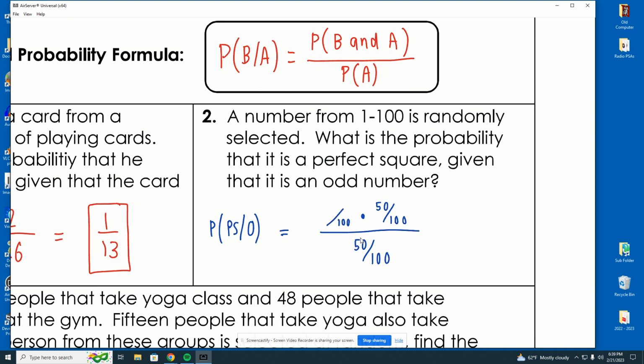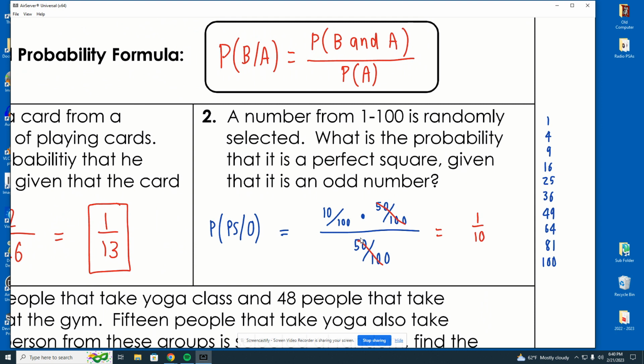Well, think about it. 1 squared is 1. 2 squared is 4. 9, 16, 25, 36, 49, 64, 81, and 100. How many are there? 1, 2, 3, 4, 5, 6, 7, 8, 9, 10. 10 out of those 100 are perfect squares. Well, look, if these are going to cancel, then 10 out of 100 breaks down to 1 out of 10.